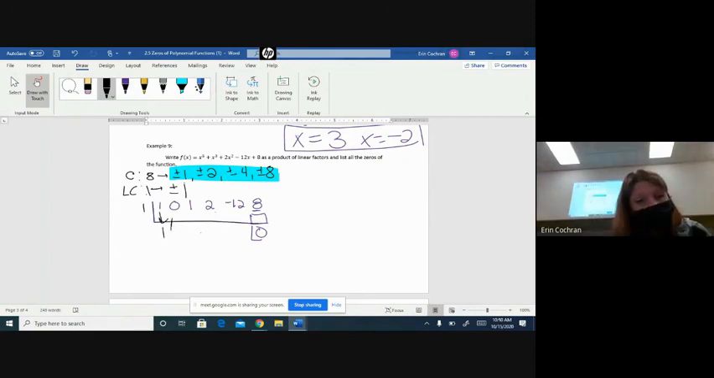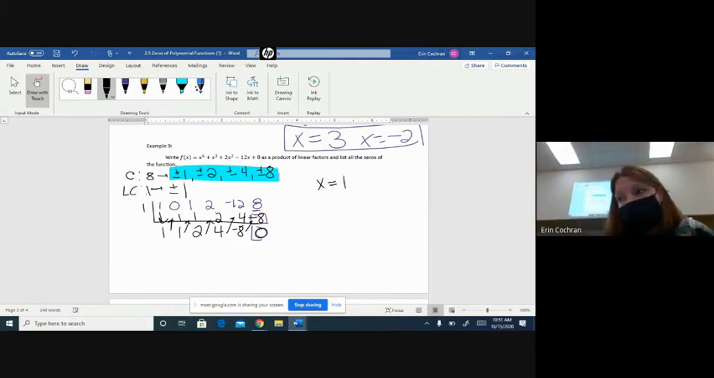Bring down the 1. 0 plus 1, 1. 1 times 1, 1. 1 plus 1, 2. 2 times 1, 2. 2 plus 2, 4. 4 times 1, 4. -12 plus 4, -8. 1 times -8, -8. And when you add, you get 0. So good. All right. Now, from there, so we know 1 is a solution.